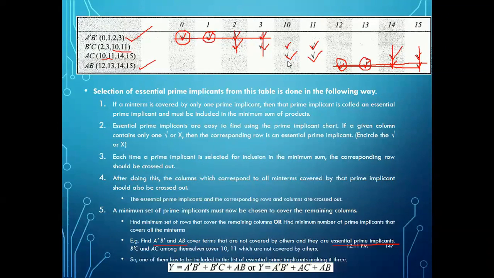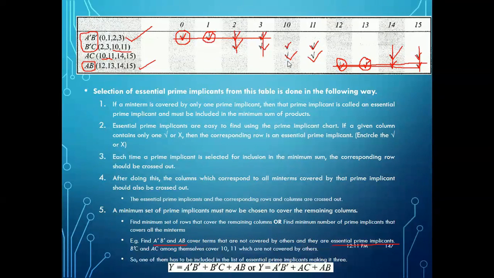That is AB. So what is left out is B bar C, where 10, 11 is left out. AC also has 10, 11 left out. So 10, 11 is the remaining min term now. You can cover that remaining min term in the previous expression, that is, you can write Y equals A bar B bar plus B bar C, in this manner. So you include this so that it covers all the min terms.